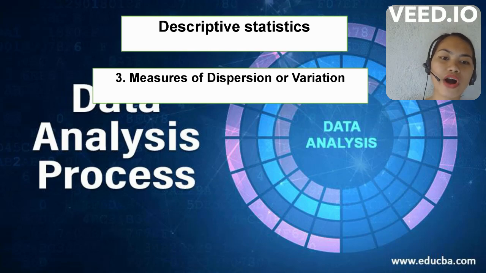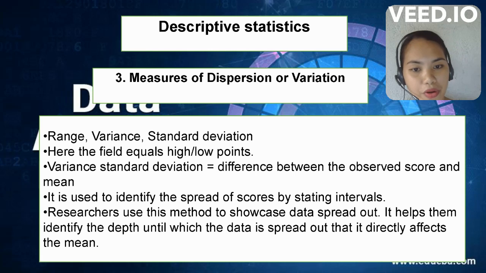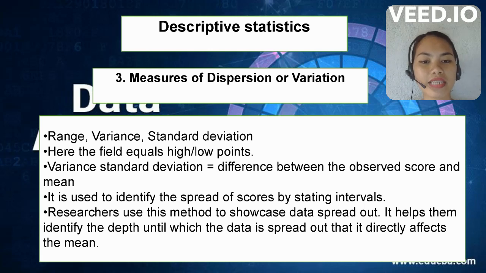Third, measures of dispersion or variation: the range, variance, and standard deviation. Here the range equals the highest minus the lowest points. Then you also have the variance and SD, or standard deviation. You have the difference between the observed score and the mean. It is also used to identify the spread of scores by stating intervals.